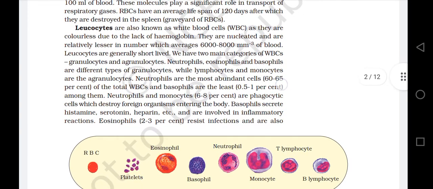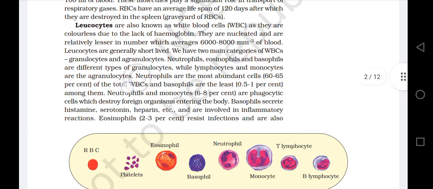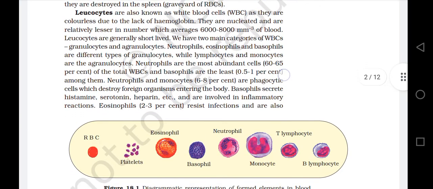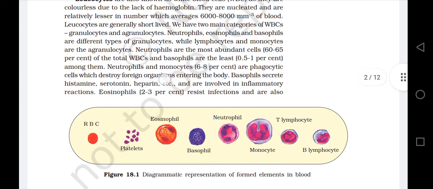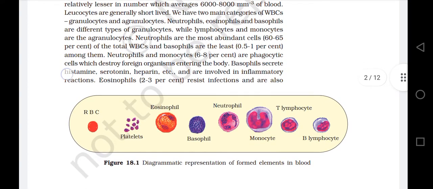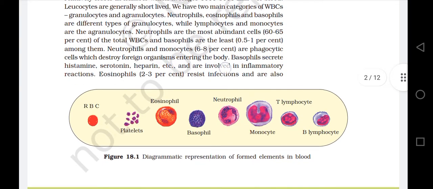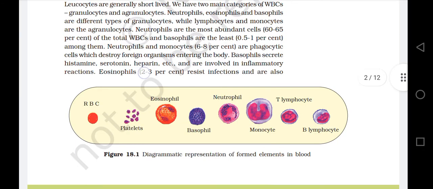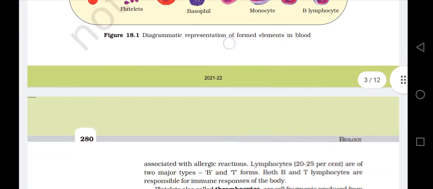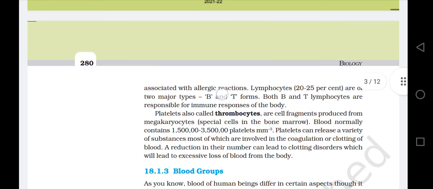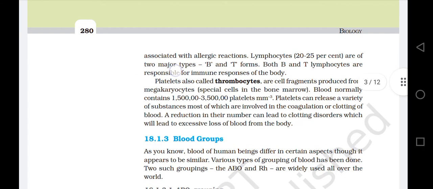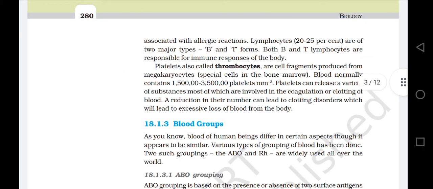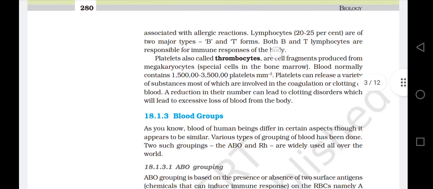Neutrophils are the most abundant cells, 60 to 65% of the total WBC, and basophils are the least, 0.5 to 1%. Among them, neutrophils and monocytes, 6 to 8%, are the phagocytic cells which destroy foreign organisms entering the body. Basophils secrete histamine, serotonin, heparin, etc., and are involved in inflammatory reactions. Eosinophils, 2 to 3%, resist infection and are also associated with allergic reactions. Lymphocytes, 20 to 25%, are of two major types, B and T forms. Both B and T lymphocytes are responsible for immune responses of the body.